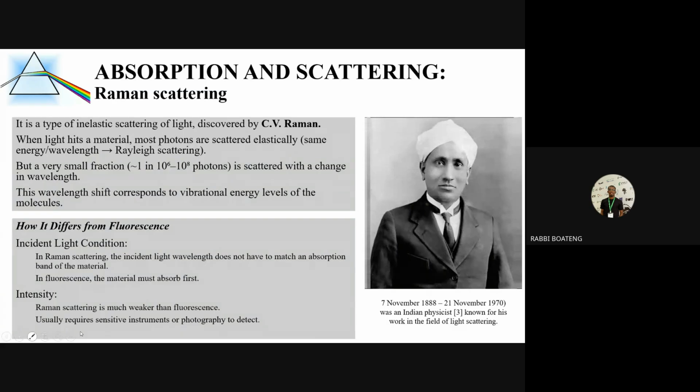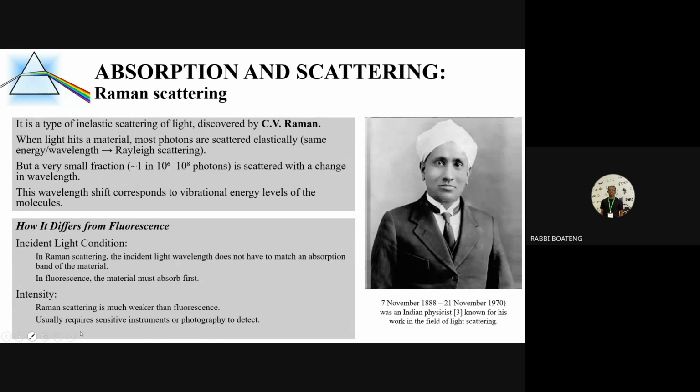And we expect that anytime we have Raman scattering, it corresponds to the vibrational energy levels of the molecule. So most of the time, studies that are done with Raman scattering are to study the vibrational energy of the sample, which tells a lot about how the sample behaves. So how different is Raman scattering from fluorescence? That is the question today.